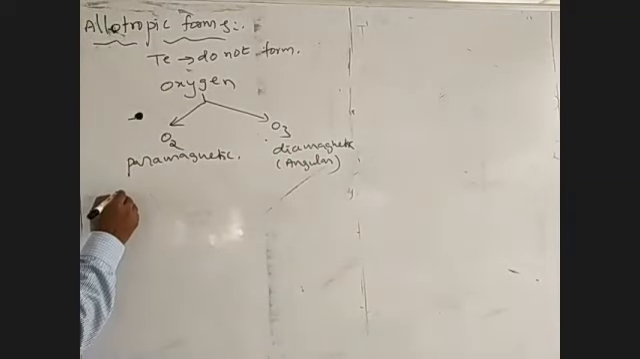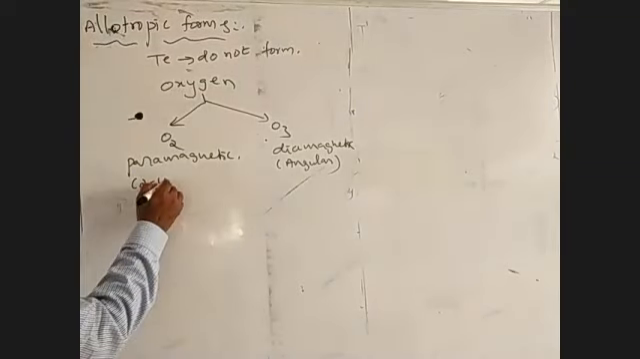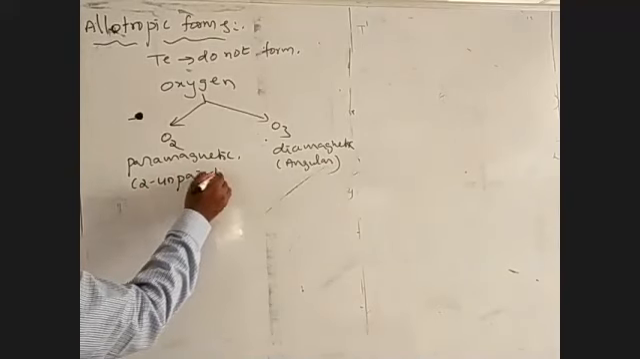The O2 molecule is paramagnetic. That means it contains two unpaired electrons.